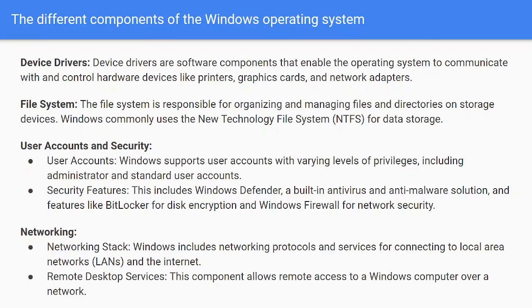Then we also have networking. We have your networking stack. With Windows, you can connect with your Ethernet cable to the internet. You can use Wi-Fi to connect to the internet. Then there's remote access. I can use Remote Desktop Services, which allows you to make a remote connection to other devices. Windows allows you to use that.